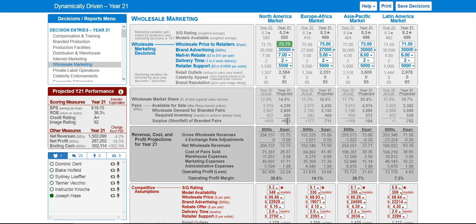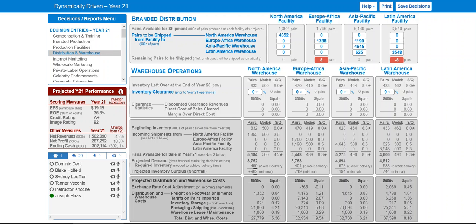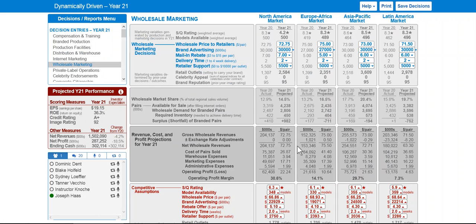And here's the demand. Right here, you'll see 982 is the projected surplus or shortfall. If I go over to distribution, you'll see that the 982 is the same thing. So it's on the same screen. So I go to wholesale, and I can see right on this screen that I have a surplus of 982. Now if I increase my price, you'll see that that number will actually go up. See, it's now up to 1148. So we're going in the wrong direction.